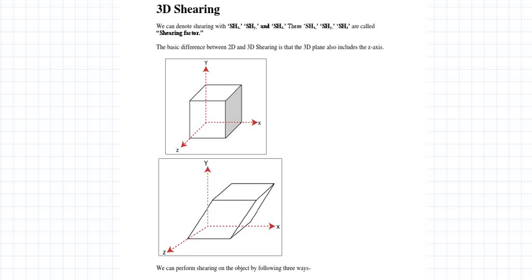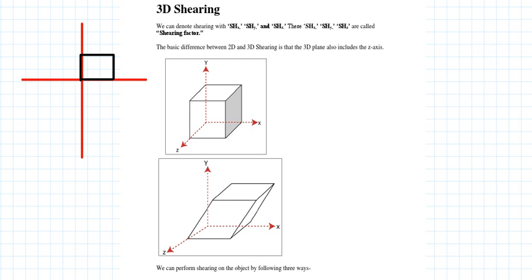Let's start with 3D shearing. If you can recall shearing in 2 dimensions, it looked something like this. This was your 2-dimensional space. Then you had a 2D object onto which you can apply shearing transformation either in the x direction or along the y direction.